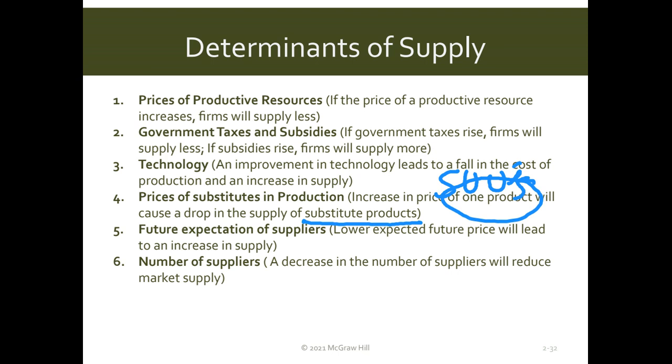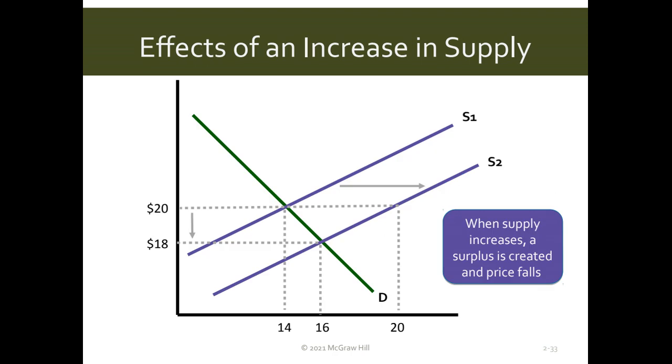Number of sellers or number of firms. Of course, a decrease in the number of suppliers will reduce market supply. A higher number of firms, so if more firms are entering the business, the supply curve will shift to the right. Let me put everything in this graph. Effects of an increase in supply, that is, when the supply curve shifts rightward. Okay, so I'm shifting the supply curve in this direction.